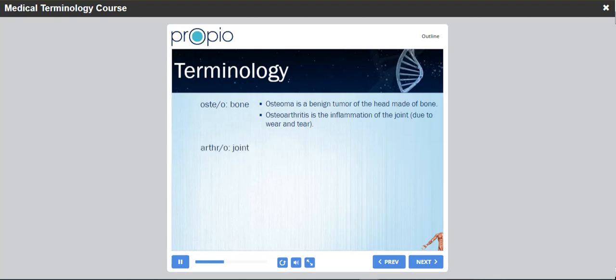Arthro is pertaining to joint. For instance, arthroscopy is a procedure to view and treat the inside of a joint. Arthroplasty is the procedure to repair a joint.